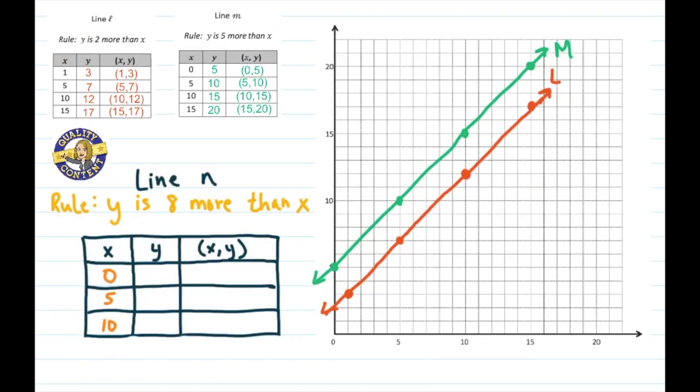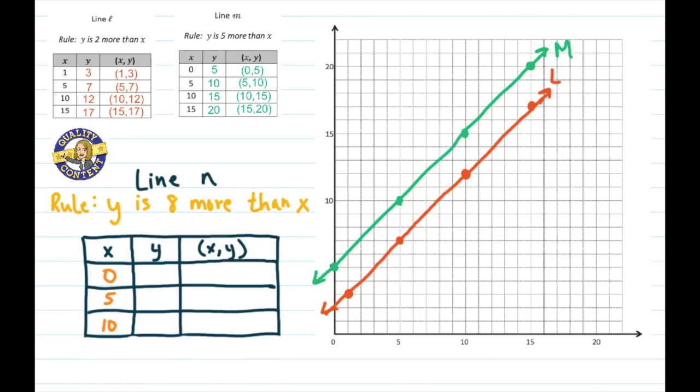All right, let's add another line. We will name it line N. Let's glance at the rule for line N. Y is 8 more than X. So we have line L as 2 more, line M as 5 more, and now line N as 8 more. Before we get started with finding coordinate pairs, I want you to make a prediction as to what line N might look like on the coordinate plane. I want you to pause, jot down your prediction, and when you're ready, press play to come back.